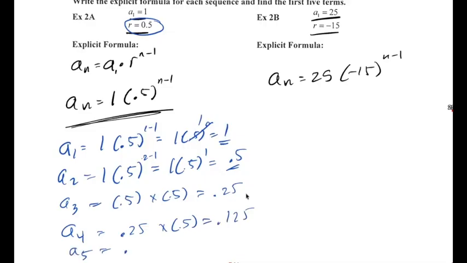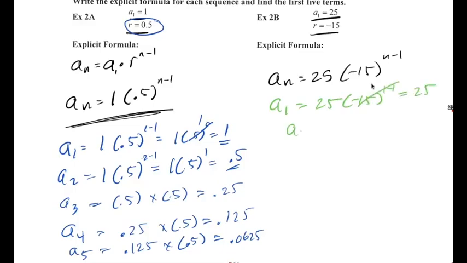I'm just doing the recursive function formula. As long as you get your answer and times it by the common ratio, you're always going to get the next term. Now I can do the same over here. The first term is plug in 1 to 25 times negative 15 to the 1 minus 1. That's going to be 0, so it's going to cancel out. You just get 25. A2 would be 25 times negative 15 to the 2 minus 1, which would be 25 times negative 15 to the first, which would be negative 375.